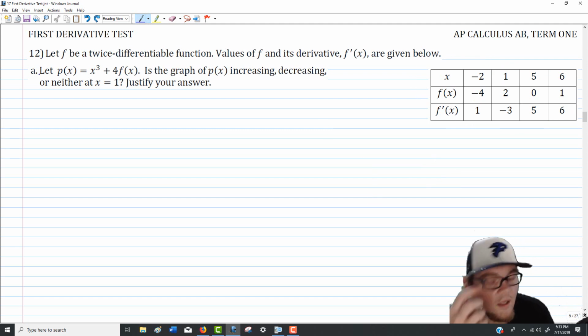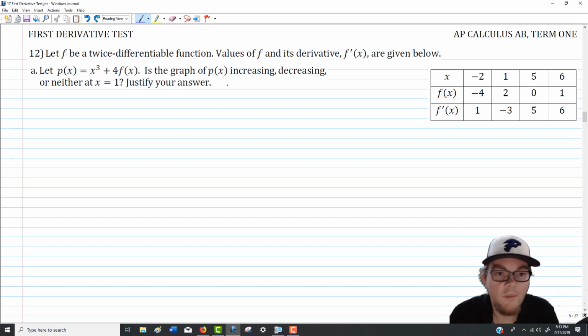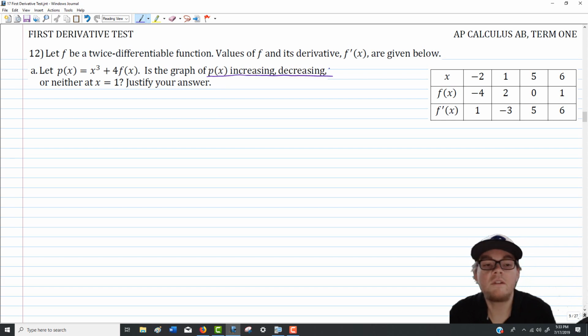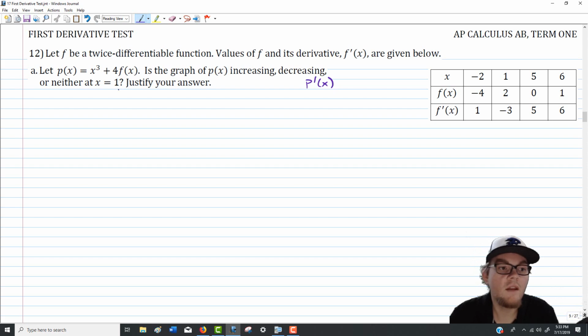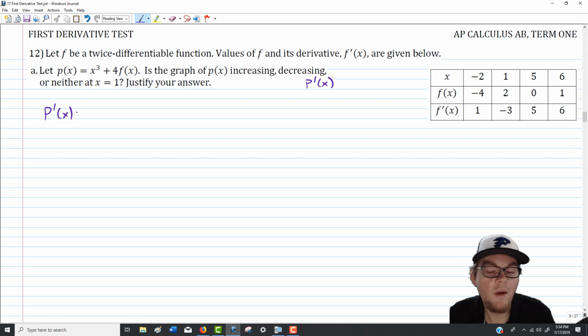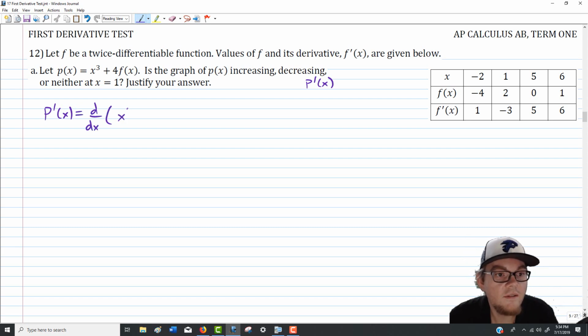First part A. Let p of x equal x cubed plus 4f of x. Is the graph of p of x increasing, decreasing, or neither at x equals 1? So what this is telling me is if we're asking about whether p of x is increasing or decreasing, what we want to know is the sign of p prime of x. So to get there, what we need to compute first is p prime of x. And typically, when this kind of question shows up on an AP style or an AP free response question, what we'd be looking for first is, did you compute the derivative correctly? So in our case, our job is to differentiate with respect to x cubed plus 4f of x.